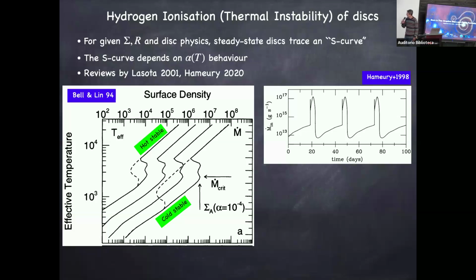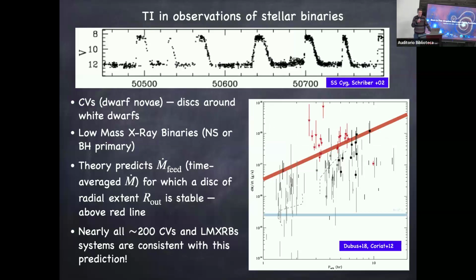Okay, well, so the middle branch there is thermally unstable. And so when you put it in that time-dependent code, you get this characteristic behavior. You have a system spending most of the time in the cold, stable state, but then it goes in outburst on the hot branch where hydrogen is ionized, and that gives you an outburst, right? So of course we do observe outbursts in stellar binaries, in cataclysmic variables, CVs. The other name for this is dwarf nova.